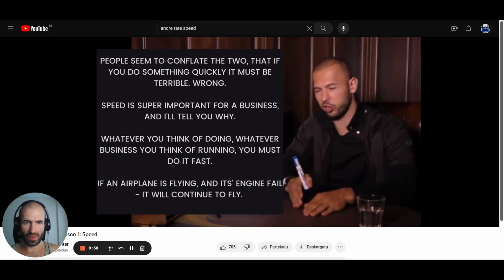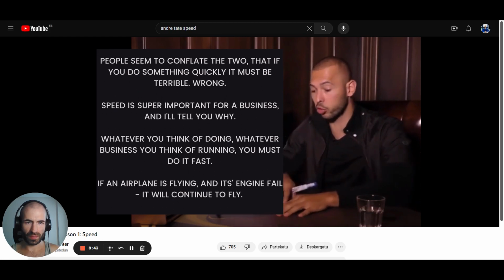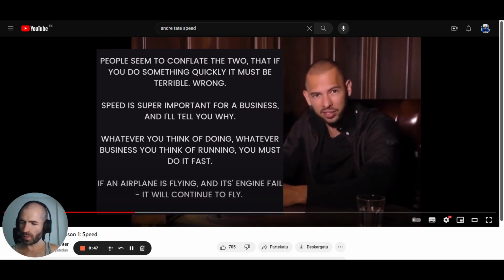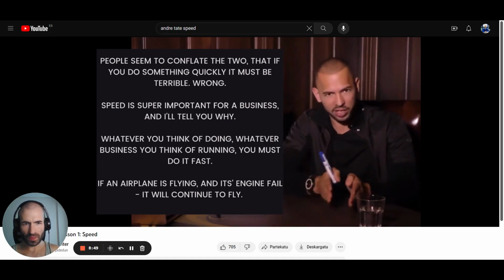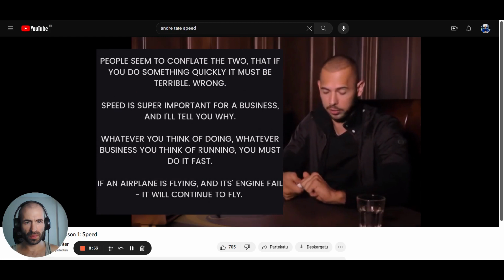Numbers people kind of understand speed. Creative people don't understand speed. And they have a strength and a weakness there. Creative people have something I don't have. They're very creative and they can see things I can't see, but it takes time. I'm the complete opposite. I want everything done straight away now. But speed is super important for a business, and I'm going to tell you why.